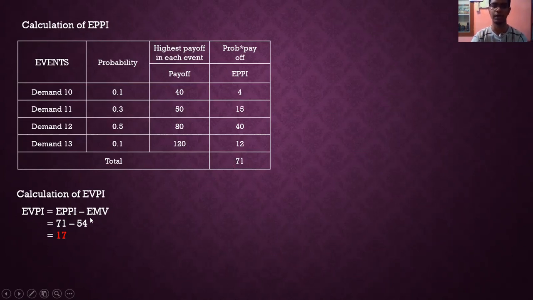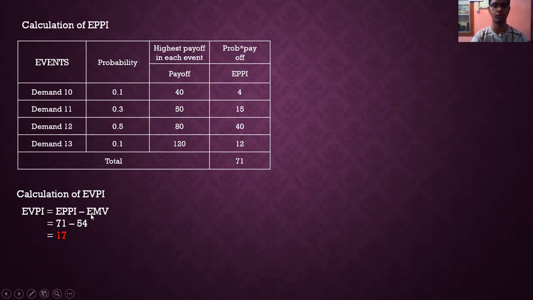So 71, then EMV. For the EMV value, we have to go back and look into the EMV table. In the EMV table, we have the values of each stock, the total we have, right? So the highest total which we have, for stock 2, that particular thing we are writing here. For stock 2, we have a value of 54. So from 71 we are subtracting. So 71 minus 54 will give a value of 17.